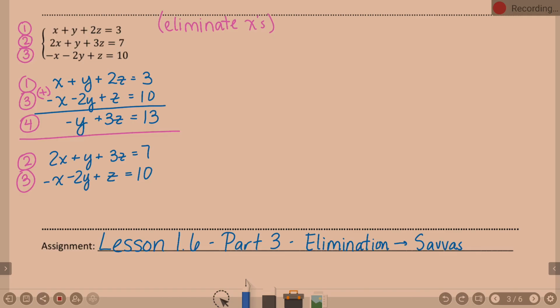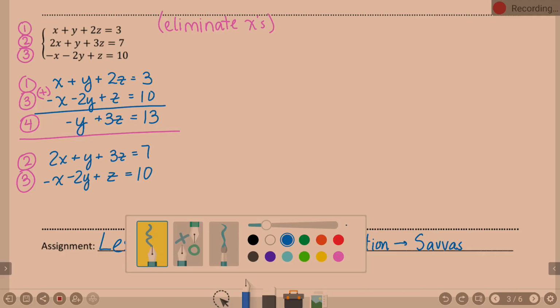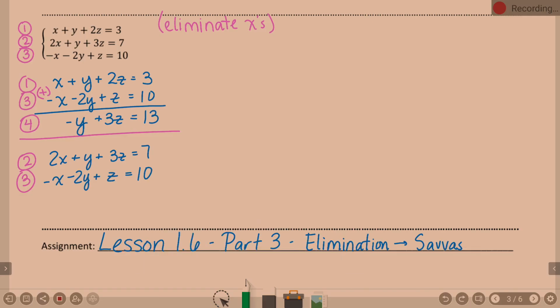Now, as it stands, we're not ready to eliminate x's here, are we? Okay. We have a positive 2x and negative 1x. So what do we probably want to do here? Multiply that bottom equation by 2 so that we'll both have 2 x's. One's positive, one's negative. Okay. So I'm going to carry these over and rewrite. My equation 2 is just going to stay as is. 2x plus y plus 3z equals 7.